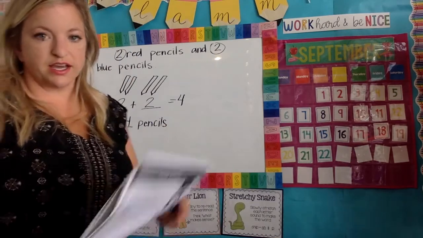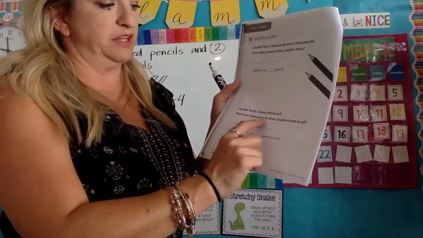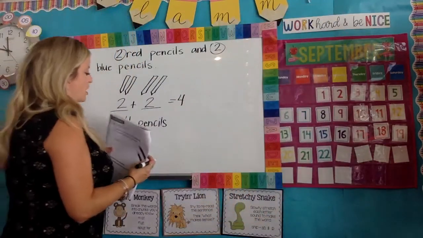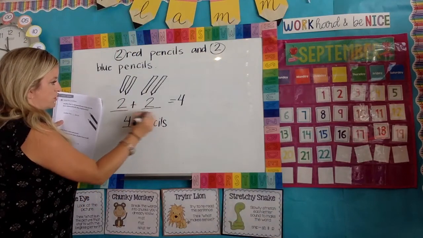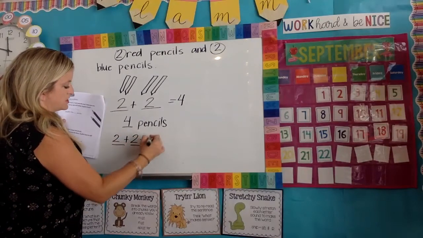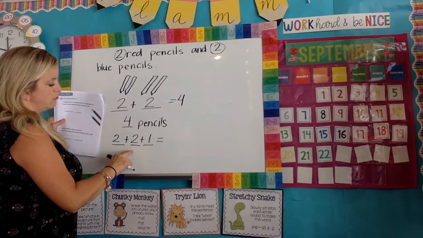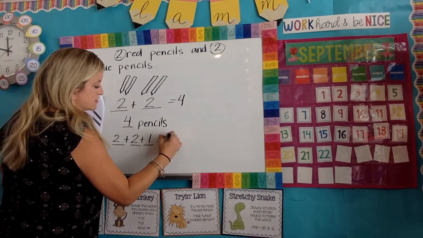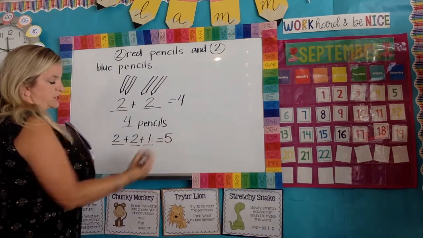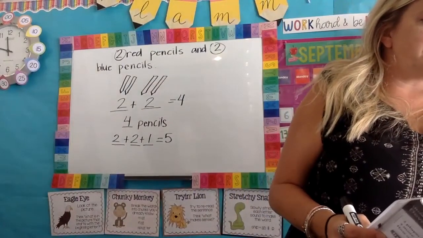It says, Jaden finds 1 more red pencil. Now how many pencils does Jaden have in all? All right, so we're adding 1 more. So below, I'm gonna keep this equation the same because he had 2, he had another 2, and then guess what? He found one more. I know that 2 plus 2 is 4. 4 with one more is 5. I could also do 2 plus 3, I know is 5. Okay, however you decide to get this.